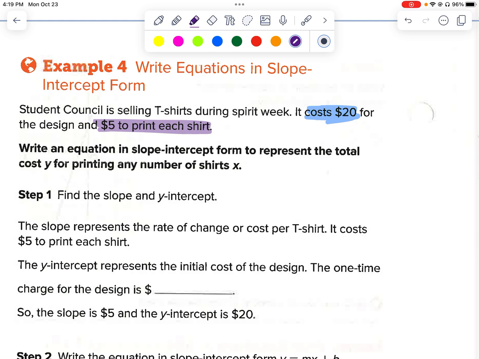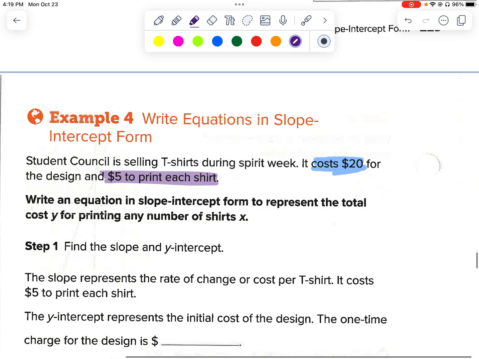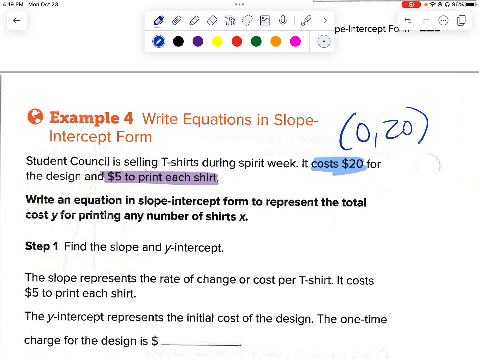So, without reading all of these silly words, the cost is my y-intercept. My rate is my slope, which is 5. So then I just put it into my equation. y = 5x + 20.